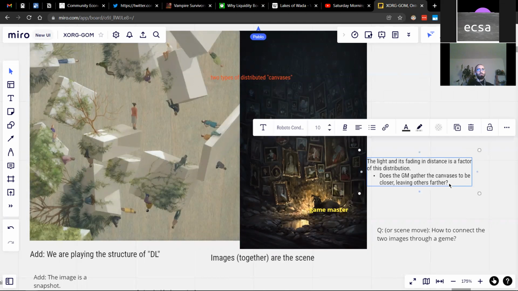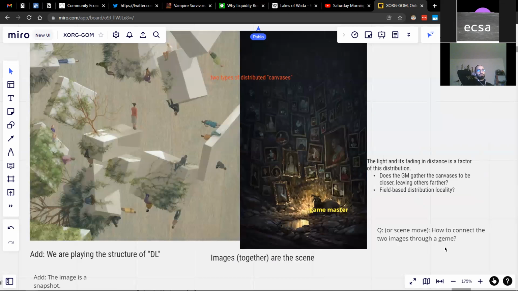I'll put another question, which is: field-based distribution? Distribution locality, which is an interesting thought as a way of thinking how distribution, or different models towards distribution, could have.